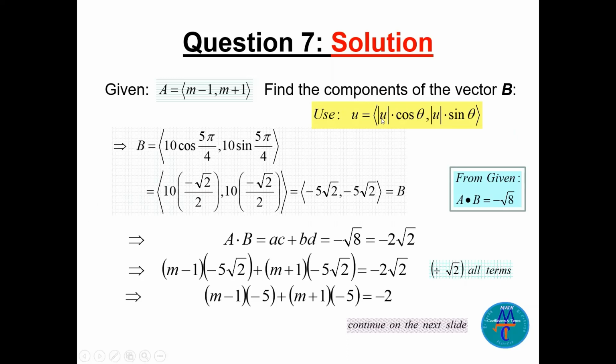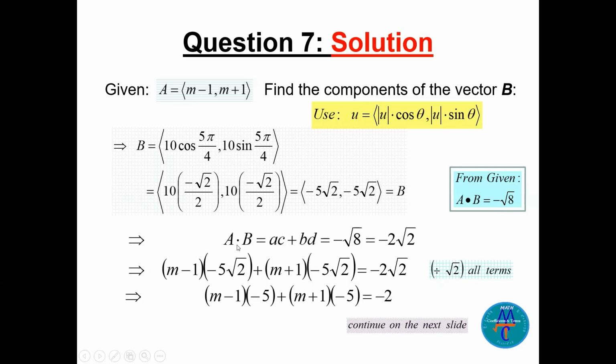So we can use the formula: the magnitude of u times cosine of theta, the magnitude of u times sine of theta. So it will be 10 cosine 5 pi over 4, 10 sine 5 pi over 4. 5 pi over 4 is an angle in quadrant 3, so the cosine and the sine are the same, minus square root of 2 over 2. Multiply each one by 10, you will get the vector v: minus 5 square root of 2, minus 5 square root of 2.